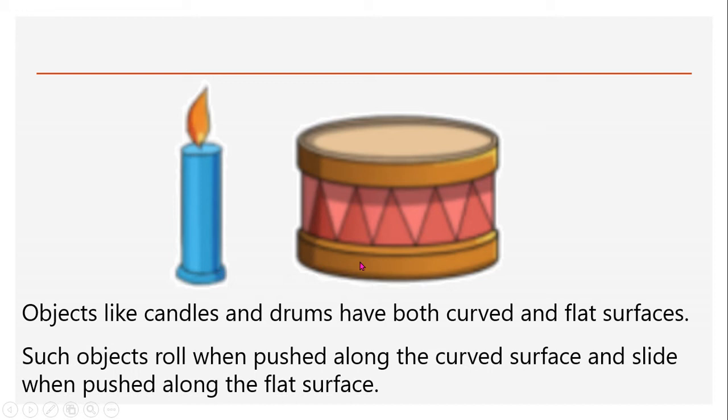So when such objects are pushed, if the flat surfaces are in contact with the ground, then the objects will slide, and if the curved surface of the object is in contact with the ground, then when some force is applied, the objects tend to roll. So such objects will have both kinds of motion, that is, they can roll and also they can slide. Please understand about these two kinds of motion and different objects with their different kinds of surfaces, whether they have sliding motion, rolling motion, or both. This is about sliding and rolling of different objects.